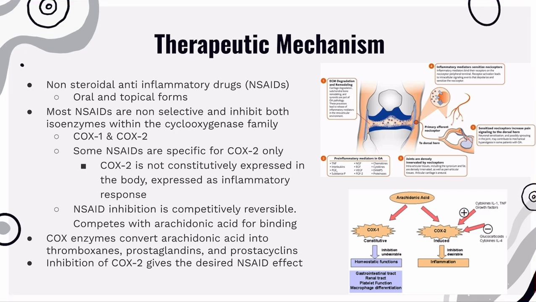NSAID inhibition is competitively reversible. NSAIDs compete with arachidonic acid for binding on the active site of the COX enzymes. This binding produces thromboxanes, prostaglandins, and prostacyclin, which induce the inflammation seen with osteoarthritis. Inhibition of the COX-2 enzyme specifically gives the desired NSAID effect and pain relief.